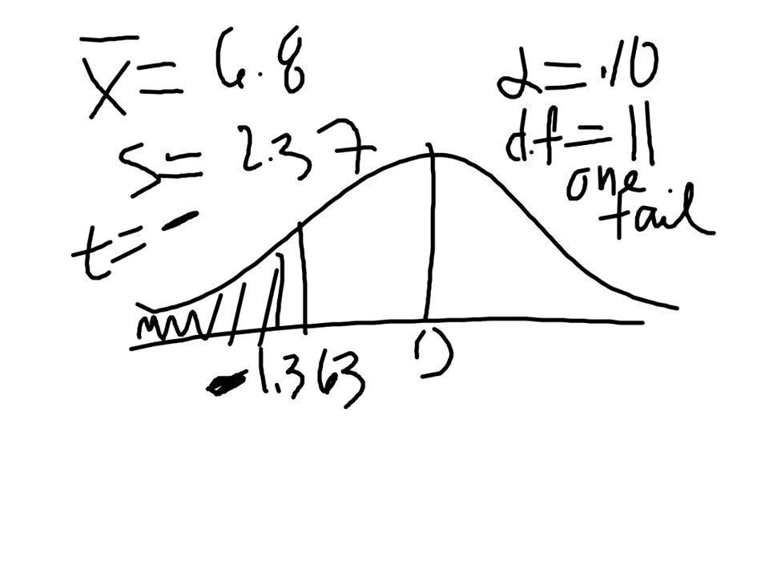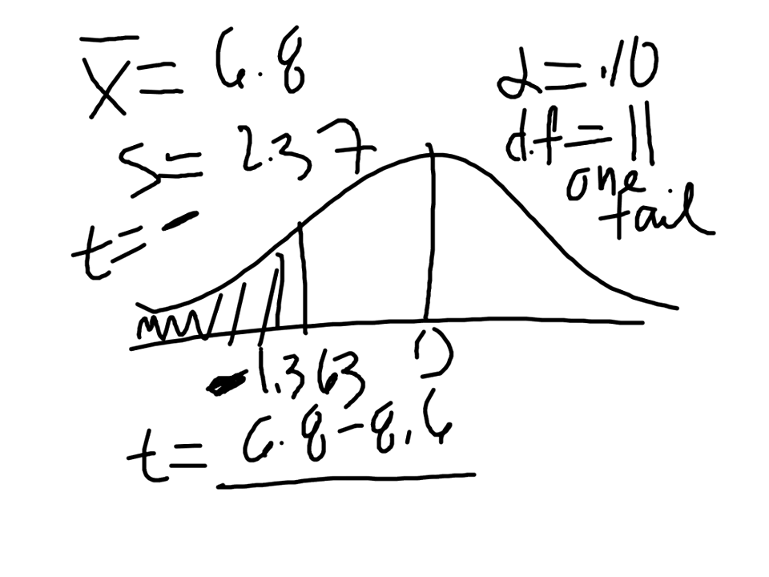And then, of course, when they put the t-test on this, they end up with 6.8 minus 8.6 over the standard deviation, 2.37. And remember, we use n, not n-1, in the denominator of the denominator, if you will. So we go back to 12. And they tell us that we end up here with minus 2.63.